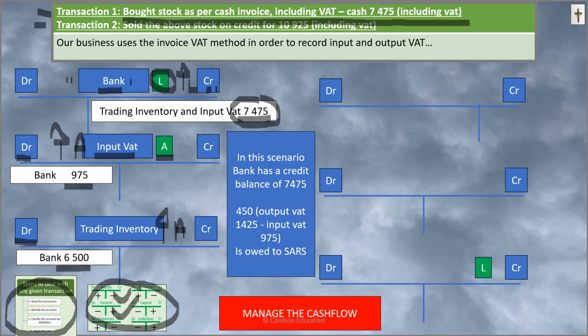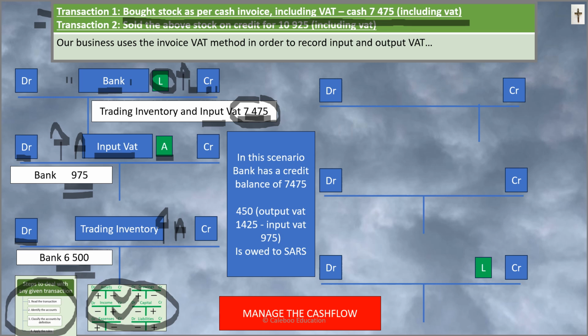So now I'm sitting with the scenario. My bank is in overdraft, 7,475 after this cash purchase. We can claim 975 input VAT after purchasing the standard rated item, trading inventory. So we can claim 15% of the 7,475. Well, we need to multiply this by the VAT fraction.